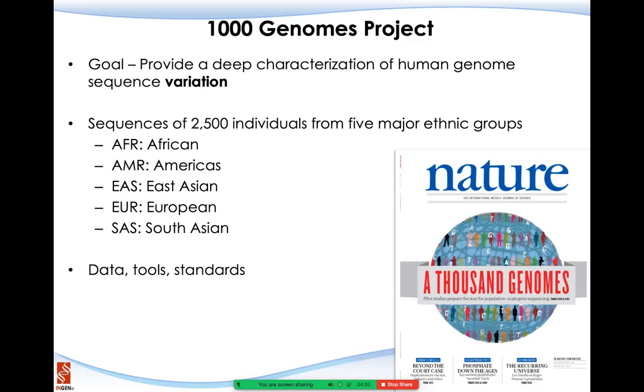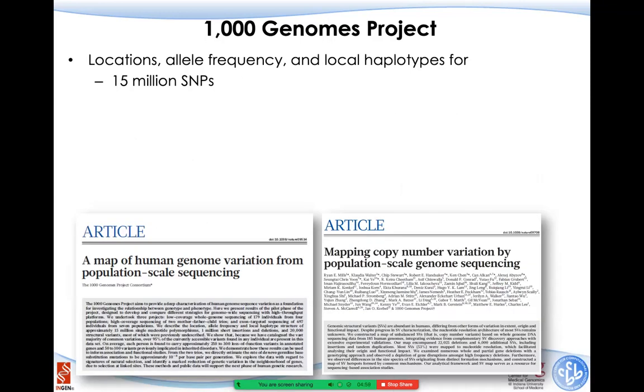So eventually, when the project was completed, they sequenced 2,500 individuals from 5 major ethnic groups. The list is shown here, and it's about 500 for each group. This project not only gave us very useful data for biomedical research, but also generated a lot of data tools as well as standards. Here are some selected results.